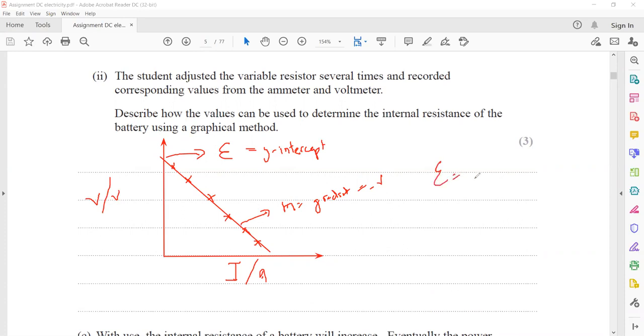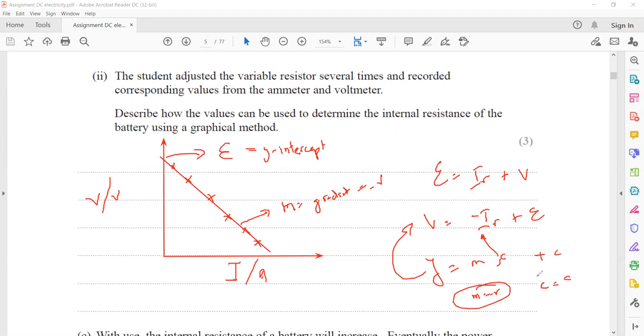As we know, EMF is equal to Ir plus V, or V plus Ir. When we rearrange the equation to compare with the equation of a straight line, we can say V is equal to minus Ir plus EMF. Then we compare y equals mx plus c. On the y-axis we have voltage, on the x-axis we have the current. So our gradient will be minus r, and the y-intercept is equal to EMF.